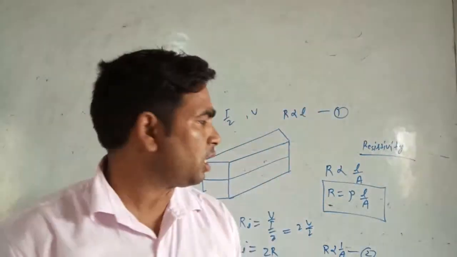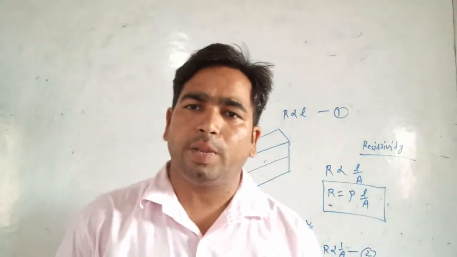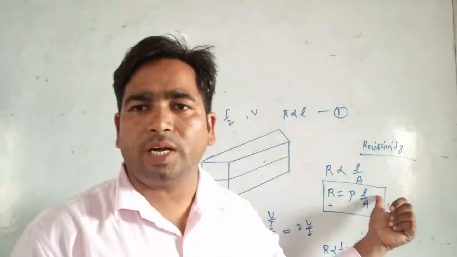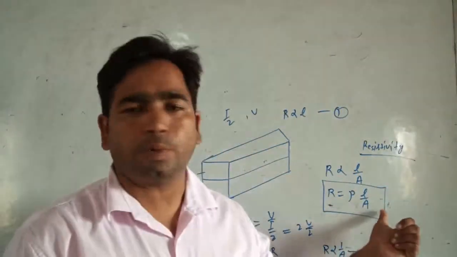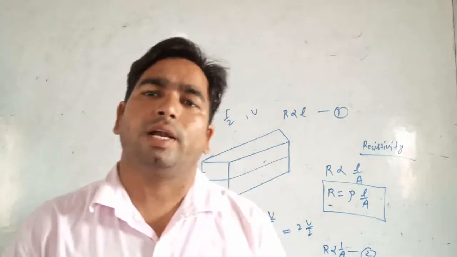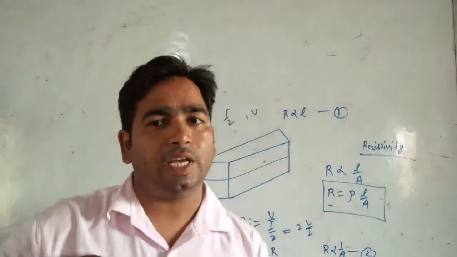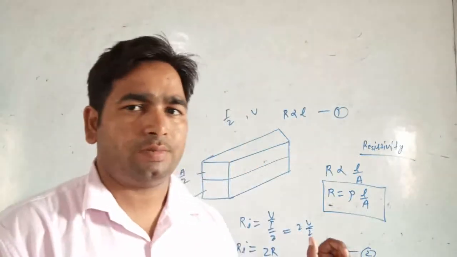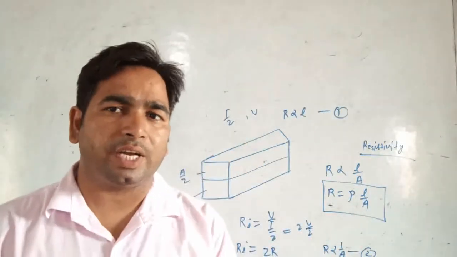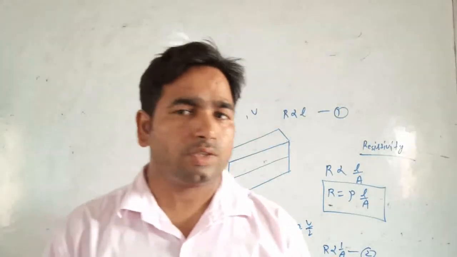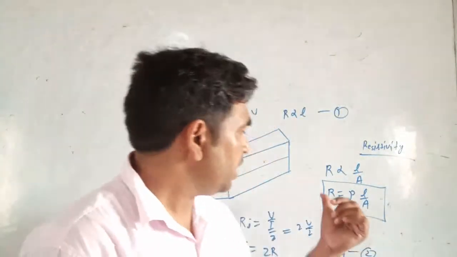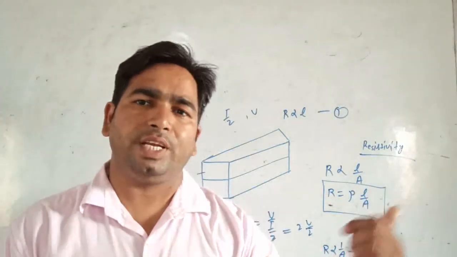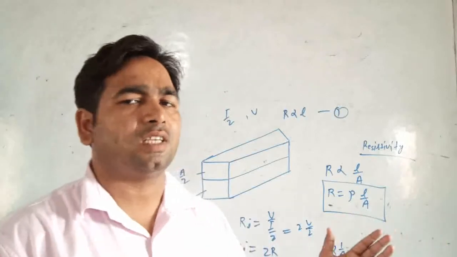So the resistance of any conductor depends on the resistivity of the material, second, the length of the conductor, and it is inversely proportional to the cross section area of the conductor. When the cross section area is increased, its resistance will decrease. When the cross section area is decreased, its resistance will increase. Similarly, when length is increased, resistance will increase. When length is decreased, resistance will decrease.